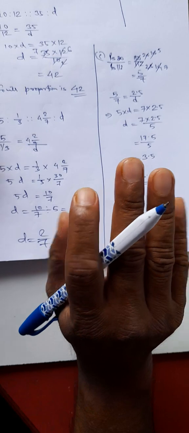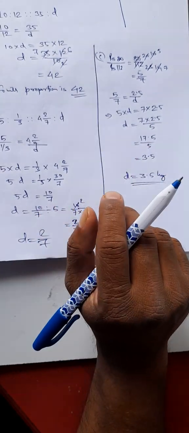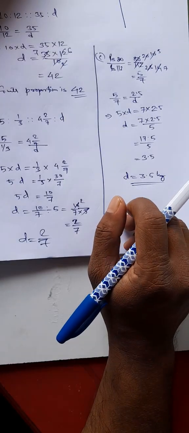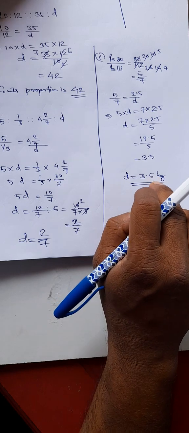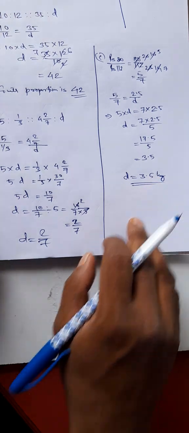Because the third proportion and fourth proportion must be in the same unit, right? Third proportion is 2.5 kilogram, so fourth proportion must be 3.5 kilogram. Because in a ratio we only compare quantities of the same kind and in the same unit. This is in kilogram, so this answer should be in kilogram. 3.5 kilogram.